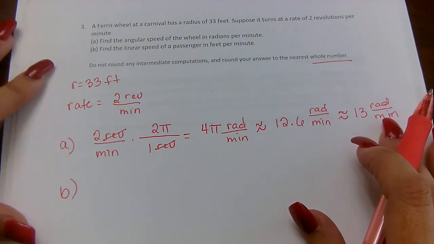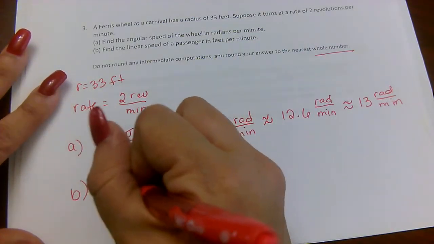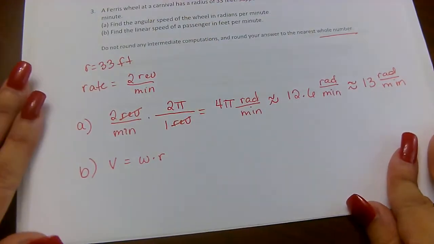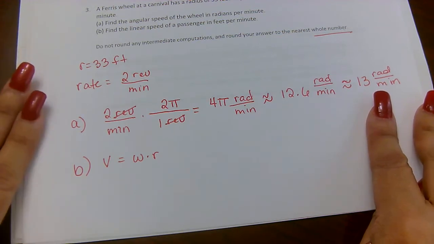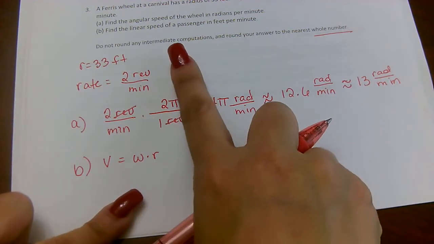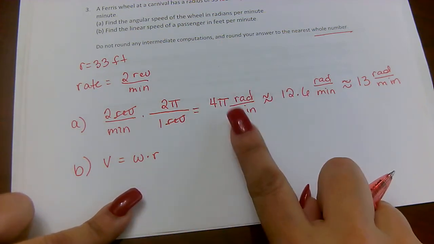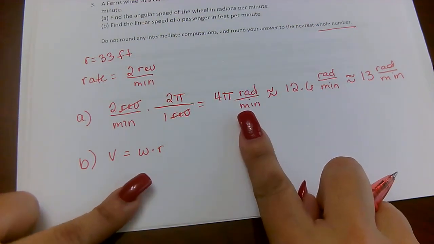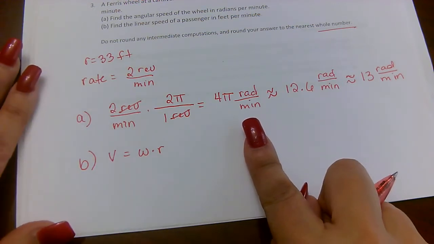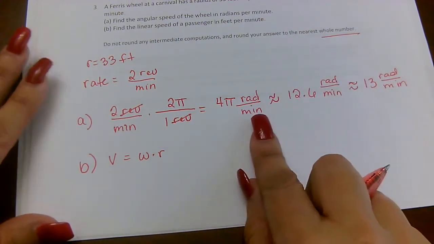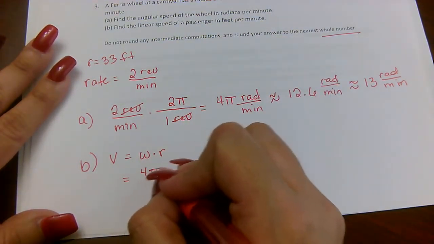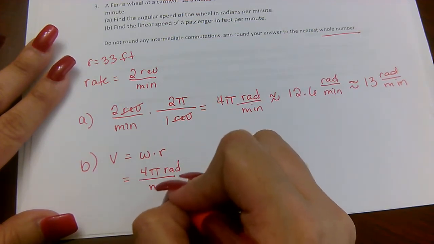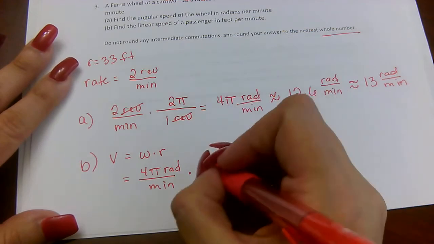Velocity is equal to r times angular speed. We have our angular speed here. We have our r here. So v equals angular speed times r, and let's just substitute this in. I'm going to go ahead and use the values that were given in the previous answer. But because I don't want to do intermediate computations, I'm going to be using the exact value here. I suggest that that's what you do on your homework, because this one can be a little bit picky if it's asking you for exact answers. Okay, so we're going to go ahead and say angular speed is 4 pi radians per minute times 33 feet.